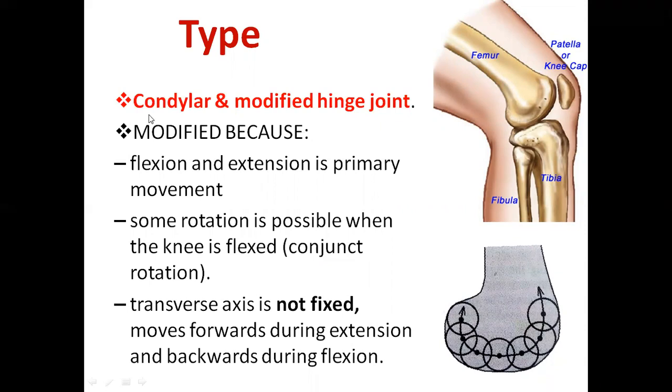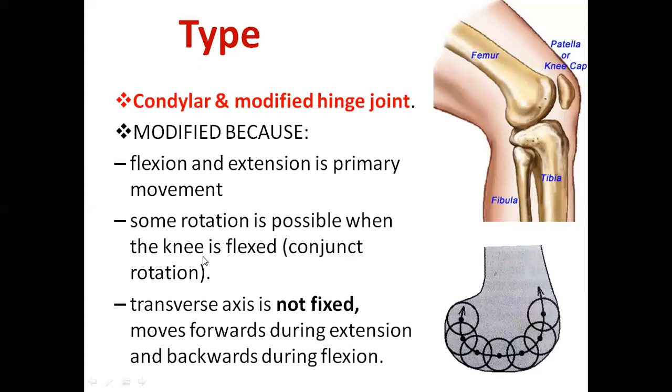So it is a modified joint because flexion and extension are the primary movements. Some rotation is possible when the knee is flexed. That's what is called conjunct rotation. The transverse axis is not fixed. It moves forwards during extension and backwards during flexion. So the type of joint is condylar and modified hinge joint.